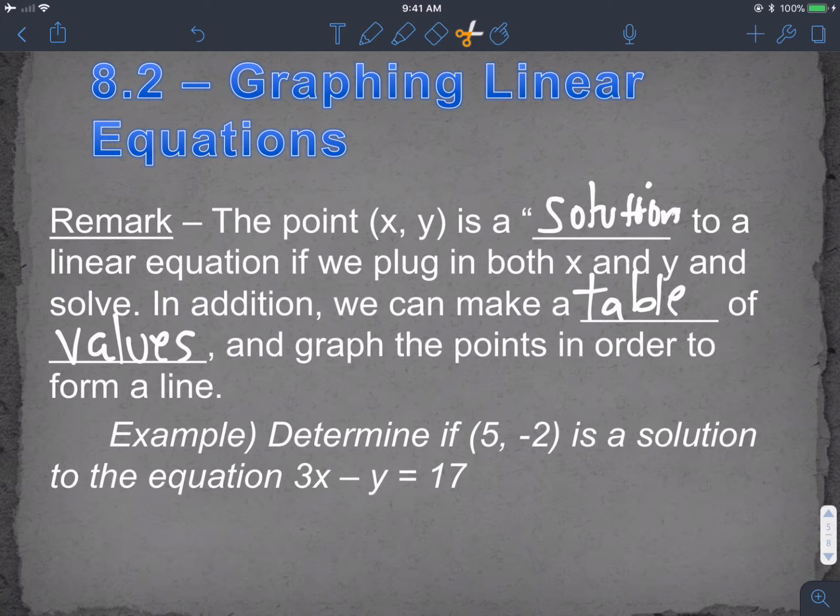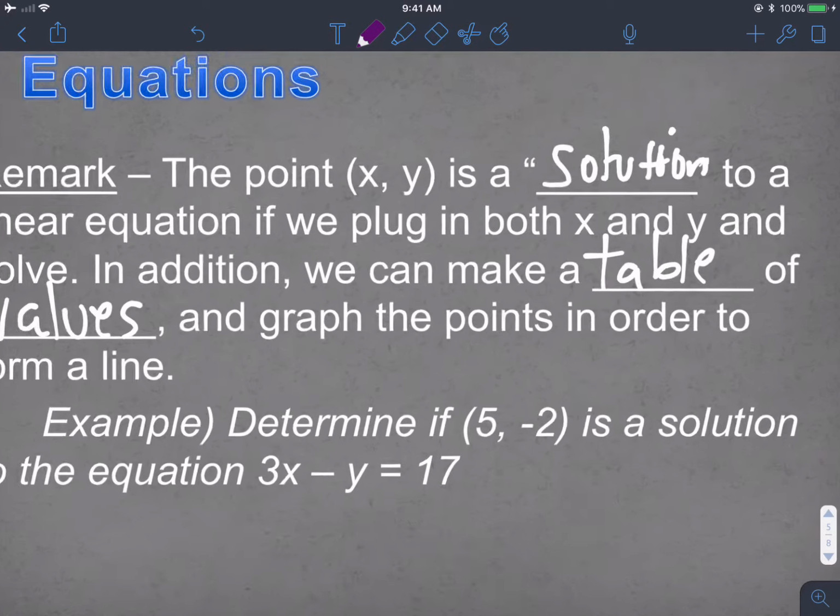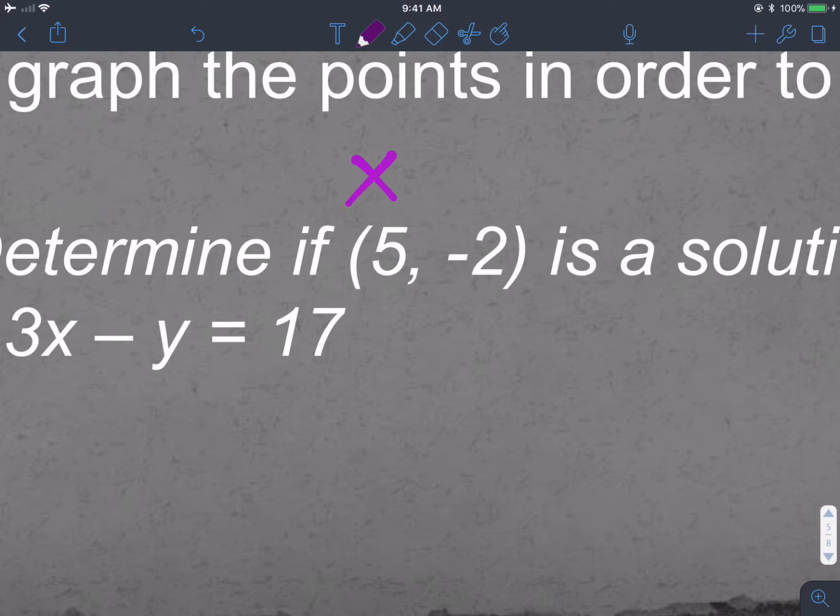Determine if the point 5, negative 2 is a solution to the equation 3x minus y equals 17. Don't go crazy with trying to solve for y or solve for x. Plug it in. Here's my x, here's my y. Plug in values.